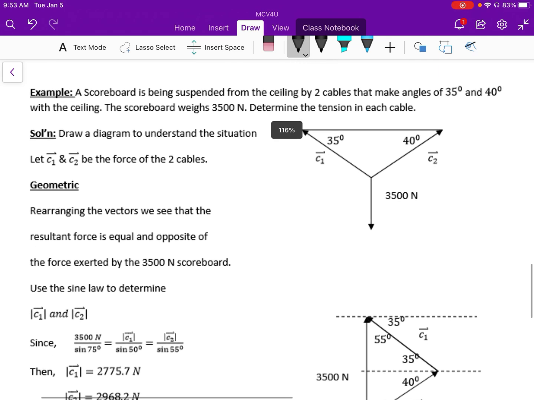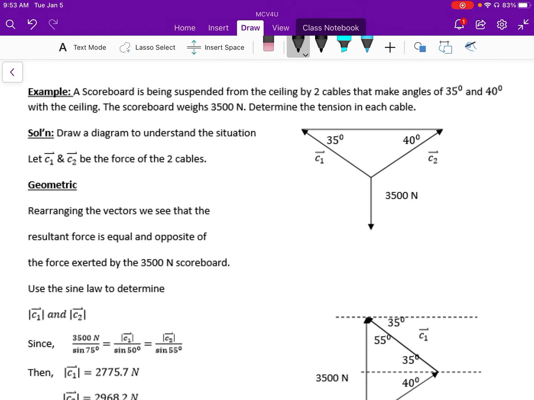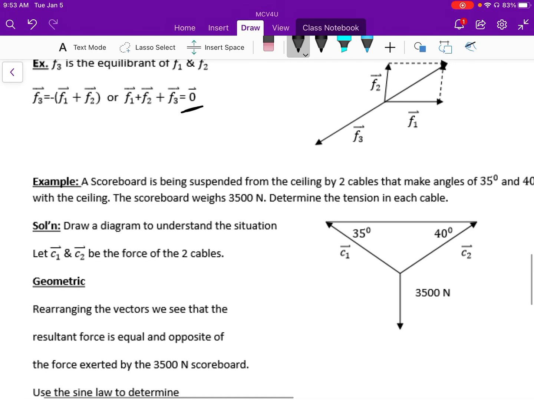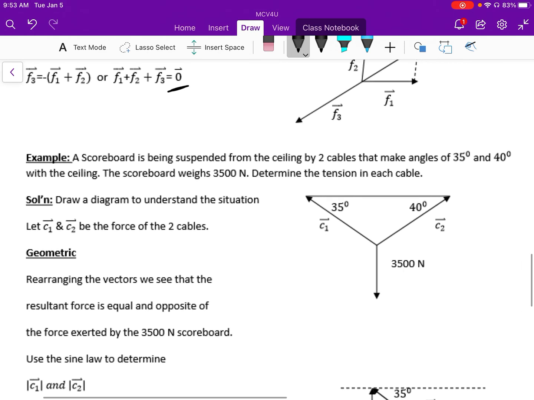And here's an example. This happens to be a scoreboard, and we can see the idea behind it. A scoreboard is being suspended from a ceiling by two cables that make angles of 35 degrees and 40 degrees with the ceiling. The scoreboard weighs 3,500 newtons. Determine the tension in each cable. The tension is the magnitude of the force in each cable. Draw the diagram to understand the situation.